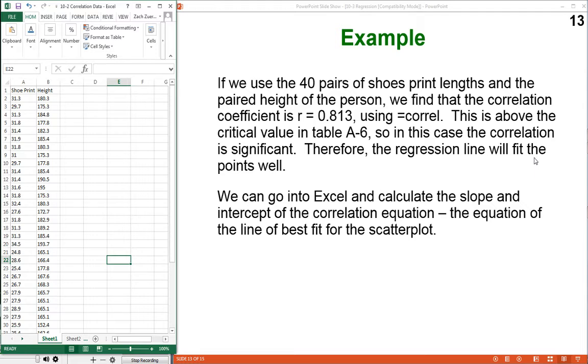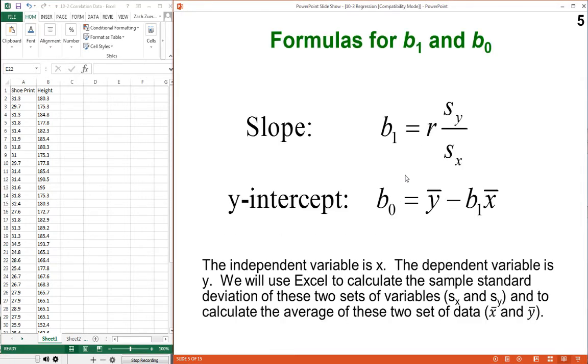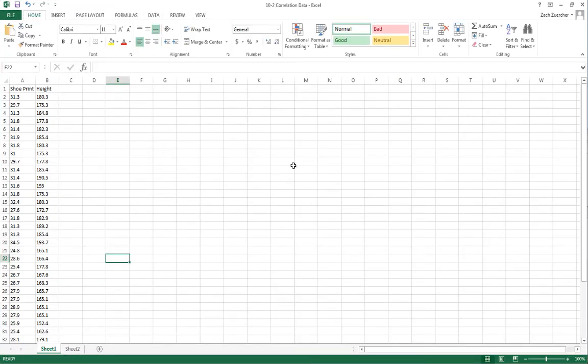Well, let's jump into Excel and work through all of this. I'm going to take us back to slide number 5 because I want to use these equations here when working with these shoe print lengths and the heights. All right, let me just take up the whole screen for a minute here.